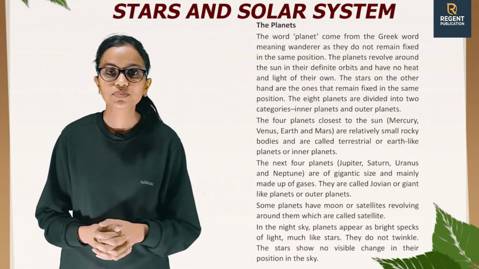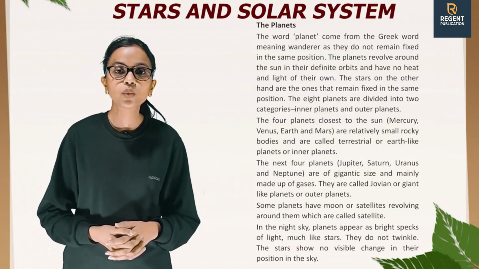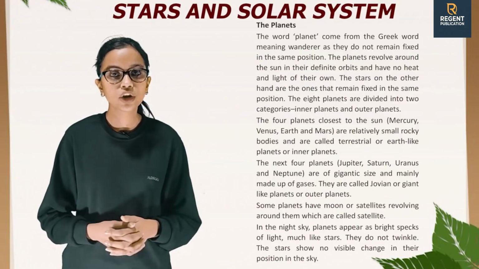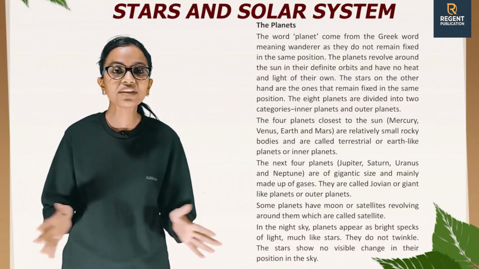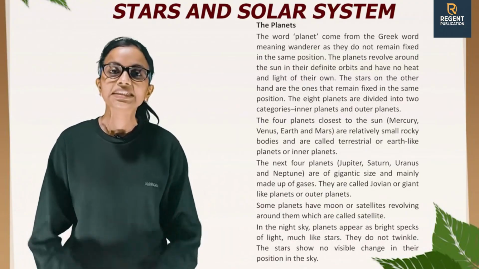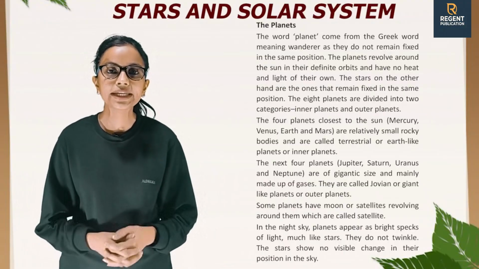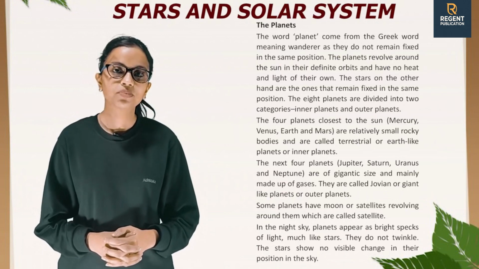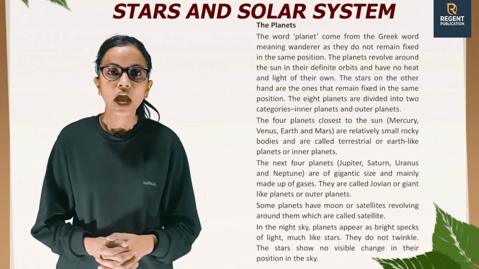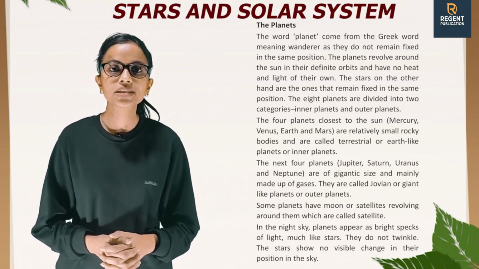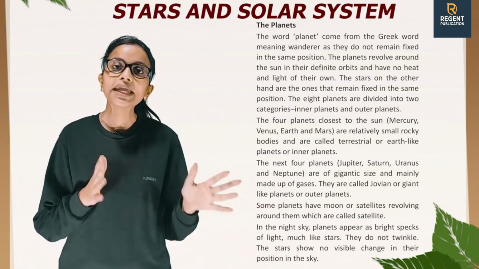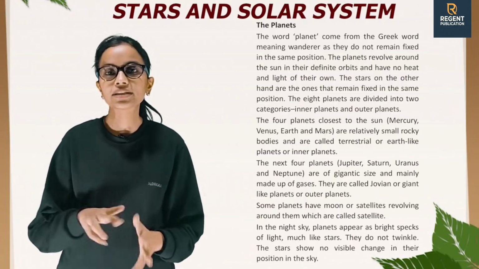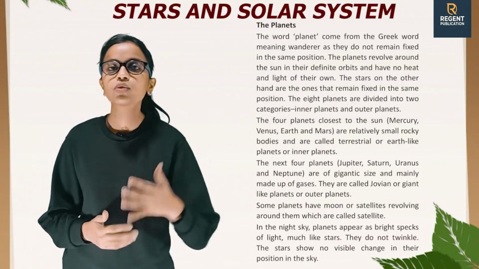The planets. The word planet comes from the Greek word meaning wanderer, as they do not remain fixed in the same position. The planets revolve around the Sun in their definite orbits and have no heat and light of their own. The stars, on the other hand, are the ones that remain fixed in the same position. The 8 planets are divided into 2 categories, inner planets and outer planets.